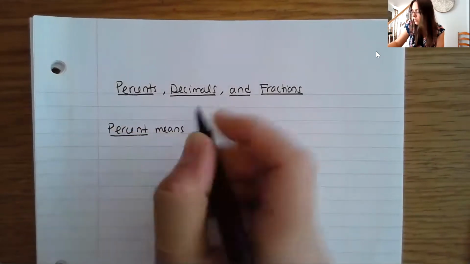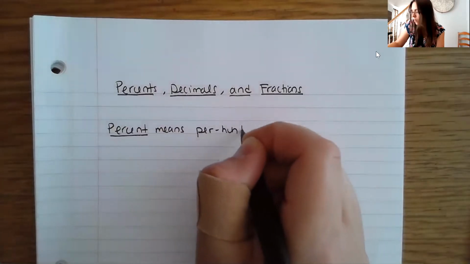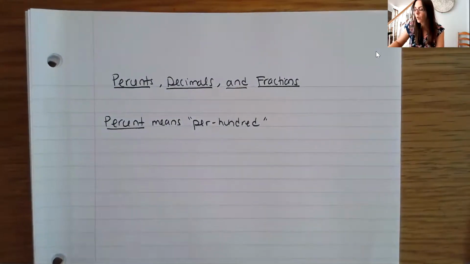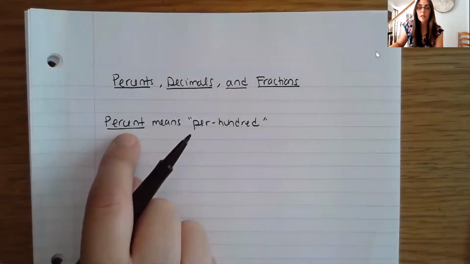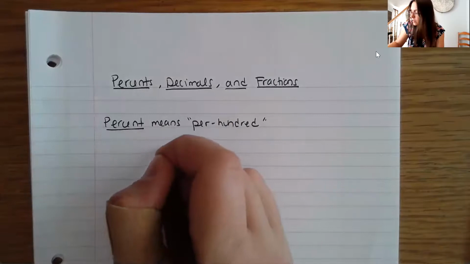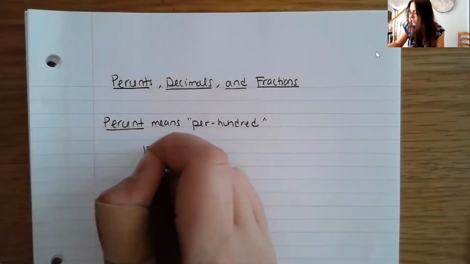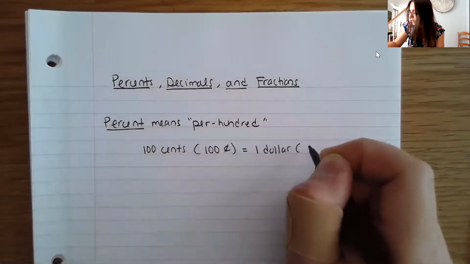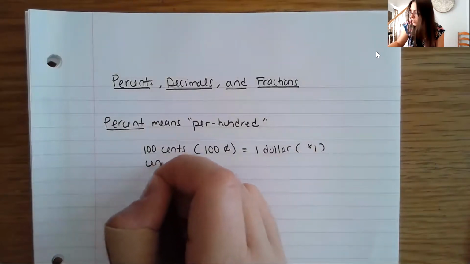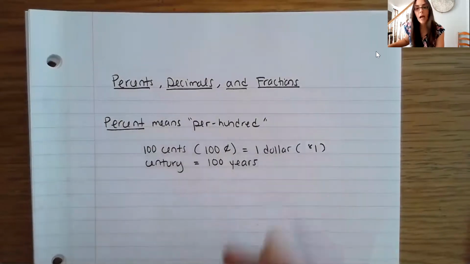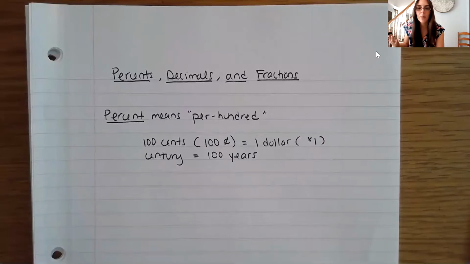So first, percent just means per hundred. So think about that word cent, right? In our dollar system in the US, 100 cents equals $1. If I talk about a century, that is the same thing as 100 years, and so on. So that word cent means 100. That's all it means. So when we're talking about percents, we're talking about things out of 100.